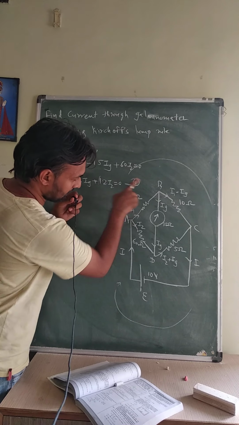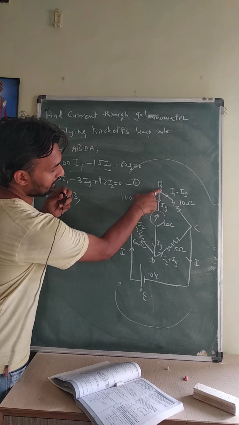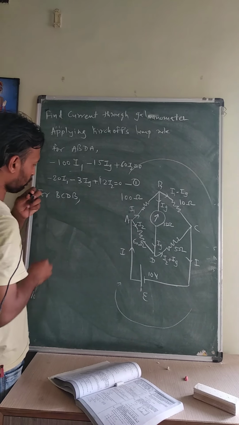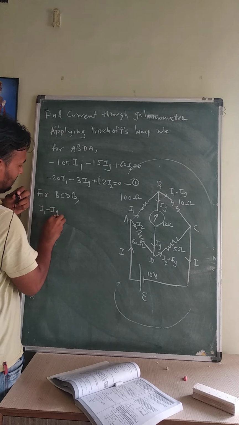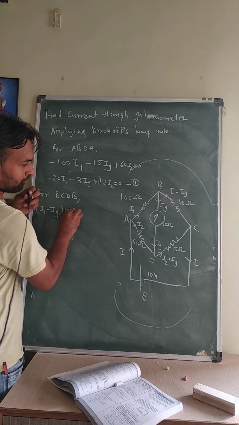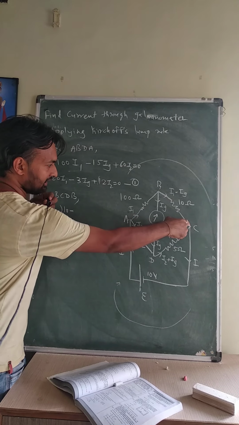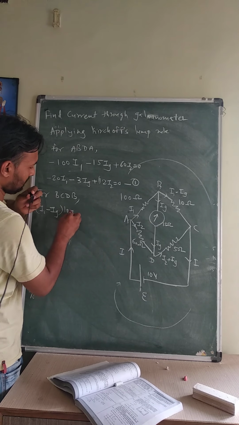For this circuit, again I am taking a clockwise direction. So B to C, the direction of current through the resistors and the direction of journey through the circuit are both in the same direction. So (I1 minus Ig) into 10. Here the direction of current through the resistor is in this direction, and the direction of journey through the circuit is in the opposite direction.